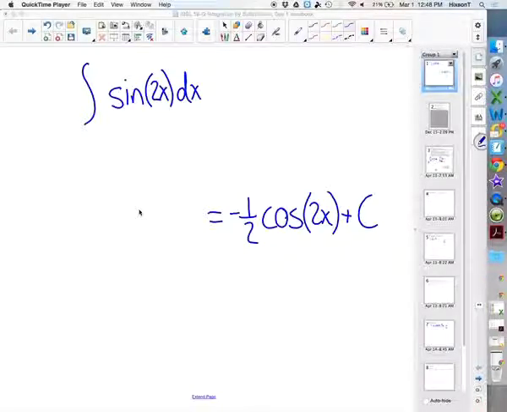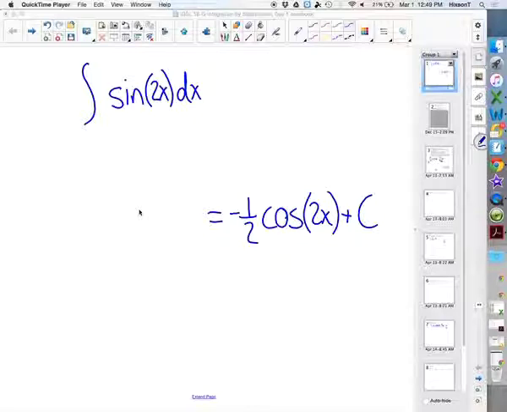Alright, so I want to introduce a concept here for integrating slightly more complex functions. And we're going to use a process called substitution. Alright? Now, I want to start with something we know how to do.